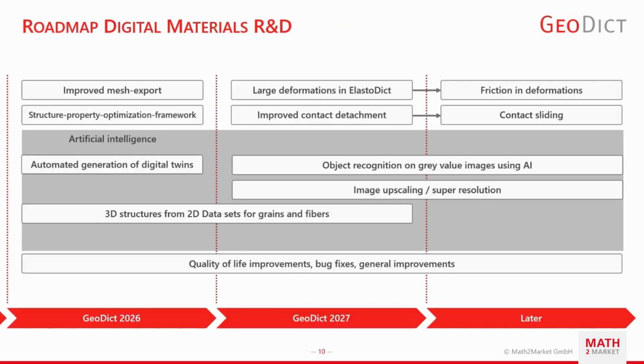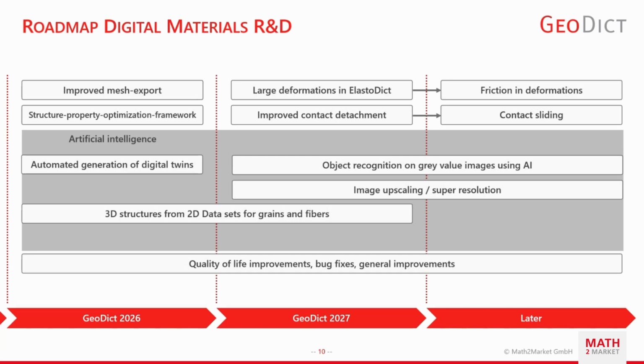Talking about the development plan, and we will come back again to this later, but just to plant the seed a little bit here. In GeoDict 2026, which we have on the left column, we will work on improving the mesh export to use the data that you generate in GeoDict with other software. And we will also have a little bit more work on structure property optimization frameworks, as we've seen before, for example, for non-wovens and their permeability, but you could use that for totally different examples just as well.